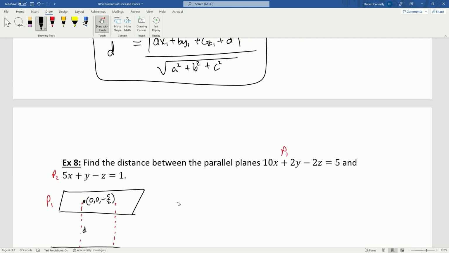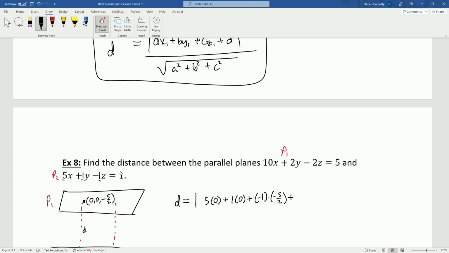So this distance here is going to be the absolute value of a, which is 5, b, which is 1, c, which is negative 1. So that's going to be 5 times x1, which is 0, plus 1 times y1, which is 0, plus, let's try that again, negative 1, that's my c, times negative 5 halves.